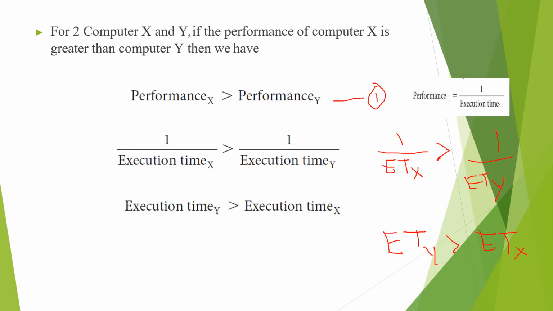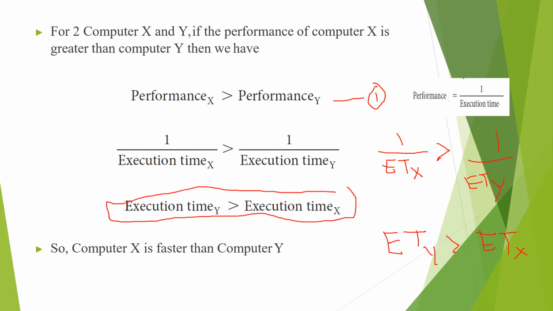Yes, they gave the statement that the performance of computer X is greater than the performance of Y. So the performance of computer X is higher. Then what is the meaning? The execution time of Y will be more. So the execution time of Y is greater than the execution time of X. So computer X is faster than computer Y. This final derivation states that computer X is faster than computer Y.